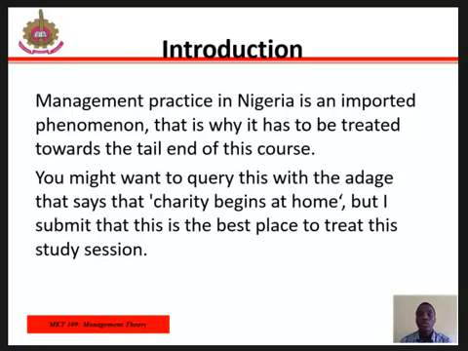This study section explains to you the emergence of management practice in Nigeria. It traces history to its global emergence in Western Europe. The roles of management in the Nigerian situation will be covered in this study section, as well as the Nigerian attitude to work.